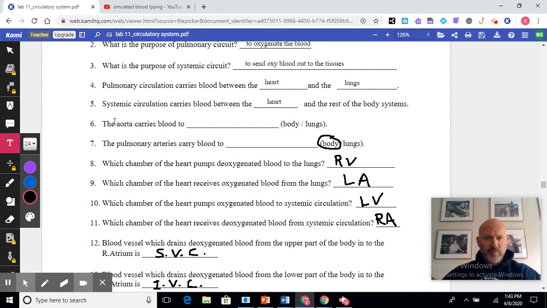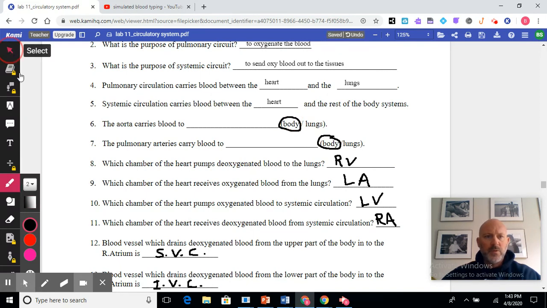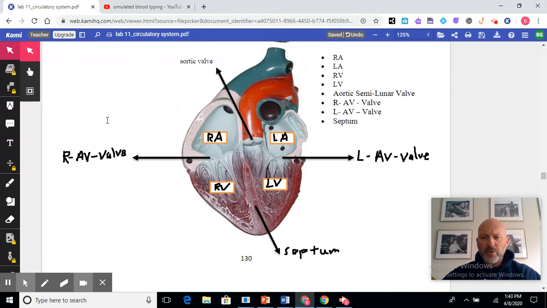Did we forget this question here? I think I skipped over this one. The aorta carries blood to the whole body. There we go. All right. I think we're good.